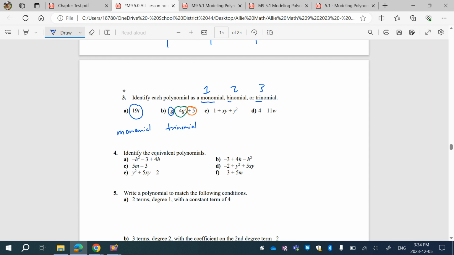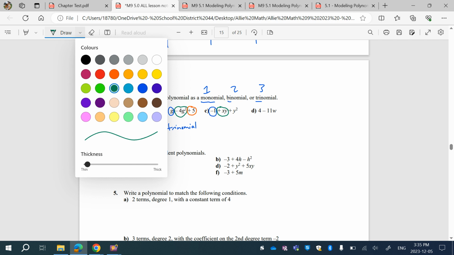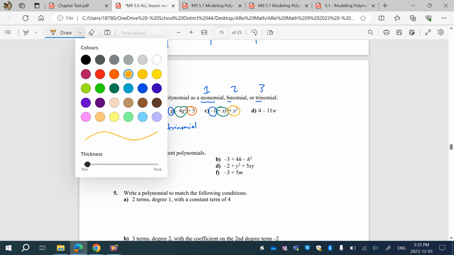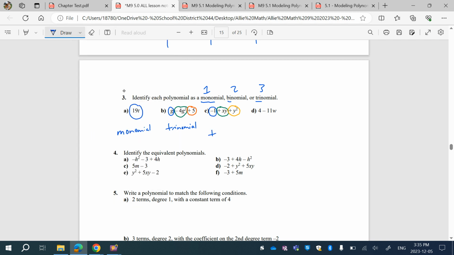This next one, we have a -1. That's our constant. We have a plus xy. That's a variable. And finally, we have the plus y squared. And so that's another 3 terms. We have a trinomial again. And finally, we have a 4. And we have a -11 times w. That's 2 terms. So we have a binomial.